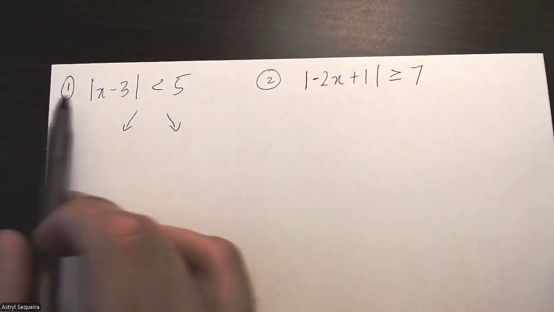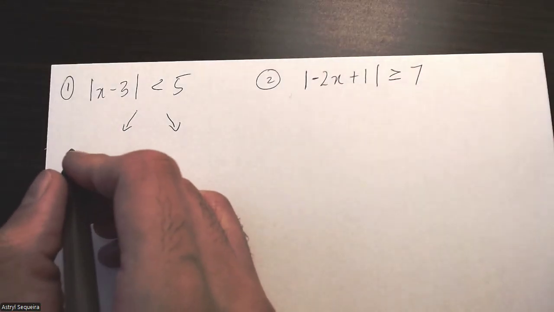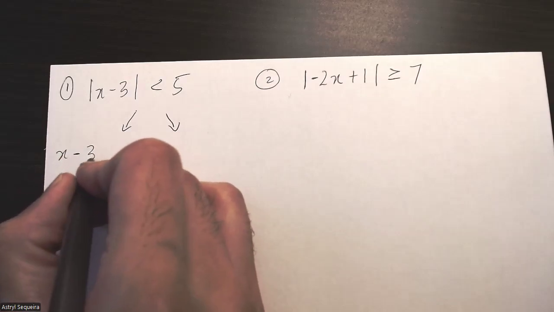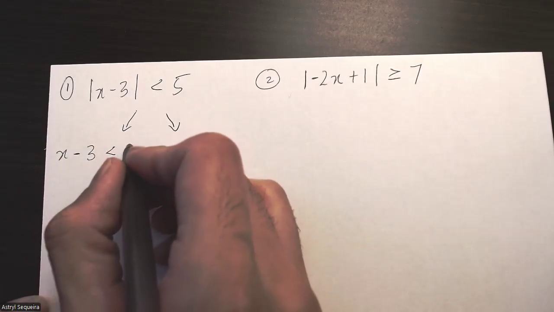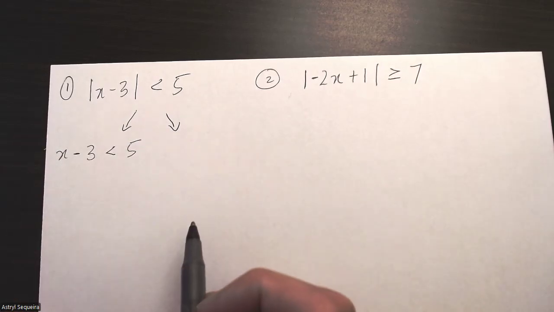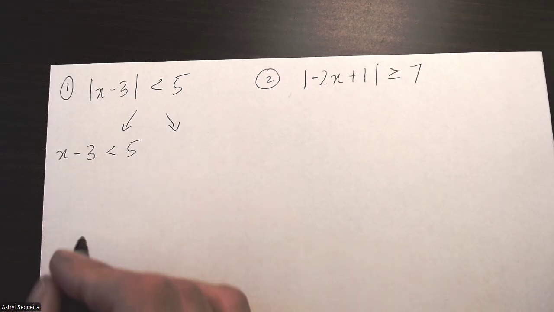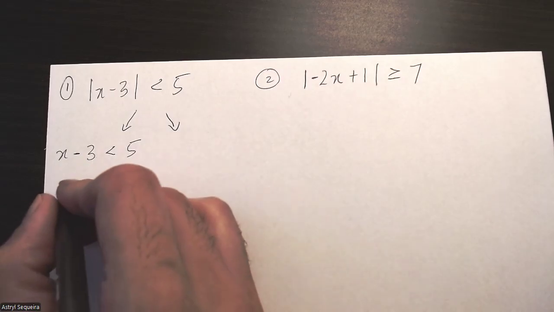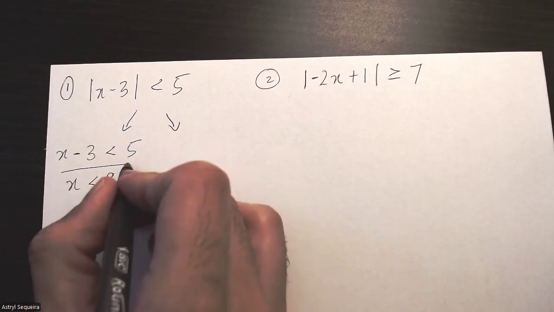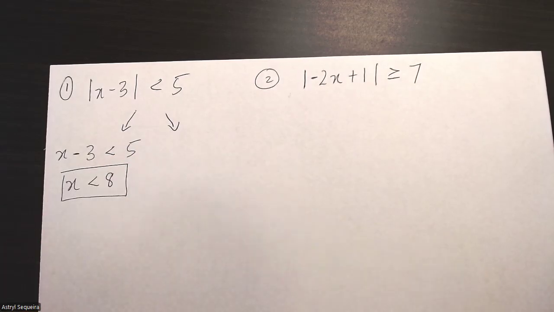The first inequality, you're just going to write it exactly the same, and you're just going to get rid of the absolute sign. So just got rid of the absolute sign there, and you just want to solve this regular inequality now at this point. So if I move the -3 to the other side, I'm going to add the 3, which means x is going to be less than 8.